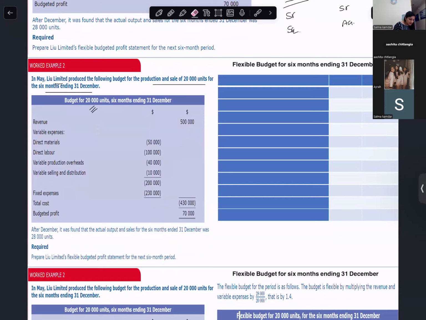After December, it was found that the output was 28,000 units. So can you tell me what is the standard quantity? 20,000 units. And what is the actual quantity? 28,000 units. That means they want you to flex the budget. They want a flexible budget.